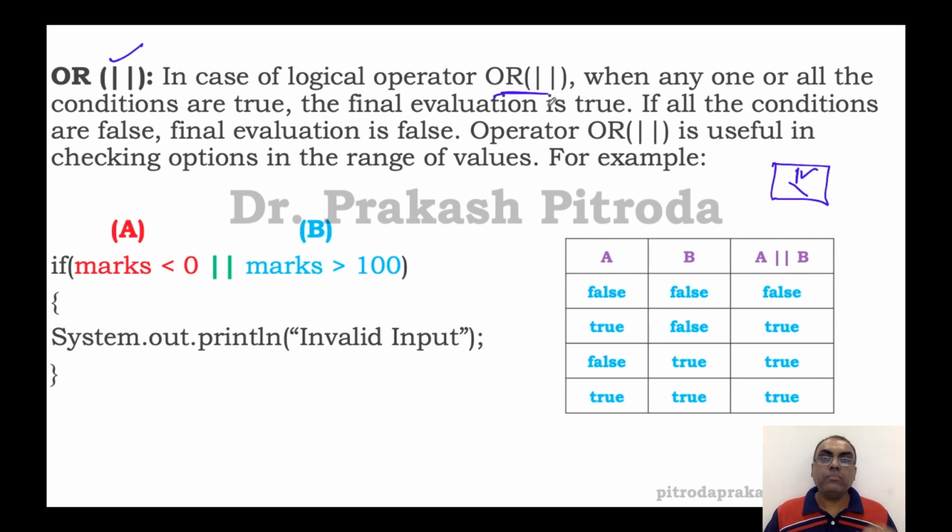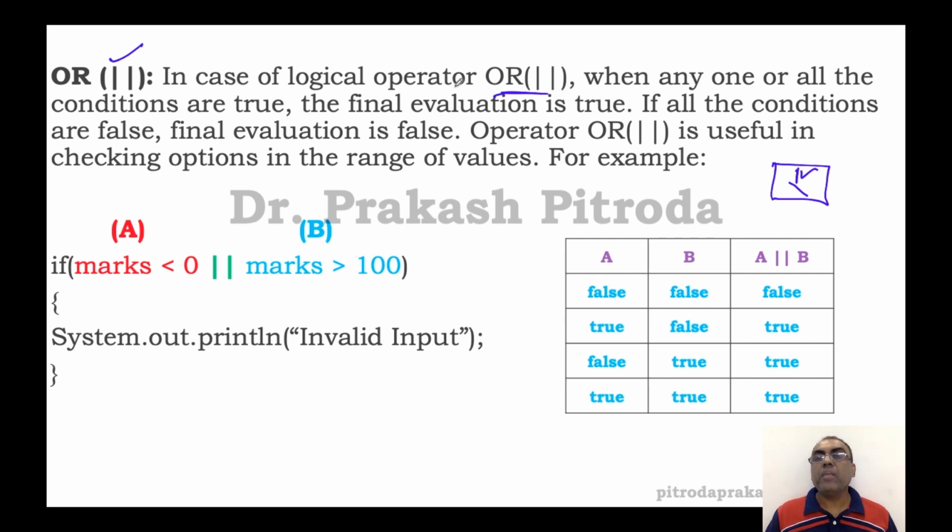OR means any one. So if I go to a restaurant and say, give me a cold drink, Pepsi or Thums Up, assuming something is there, Pepsi or Thums Up. So if you have Pepsi, give me Pepsi. You have Thums Up, you give me Thums Up. You have both, give me anything. It's like that. So OR is something which is very important.